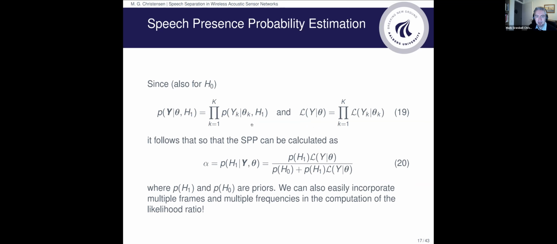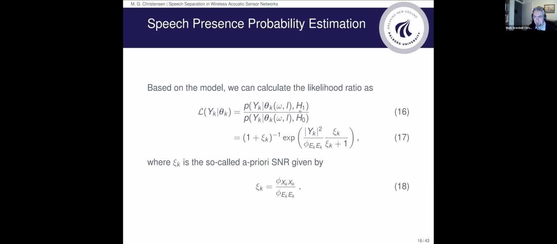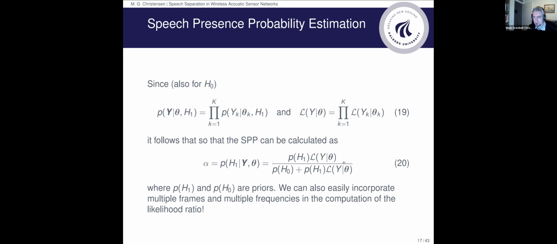Then, combining these likelihoods across channels and assuming independence, we can simply multiply these likelihoods, as you can see here. And we can obtain the SPP, as you see down here, the alpha, which again was the posterior probability of hypothesis 1 given the observed signal and the parameters, in terms of the priors of the two hypotheses and the likelihood ratio we had here.